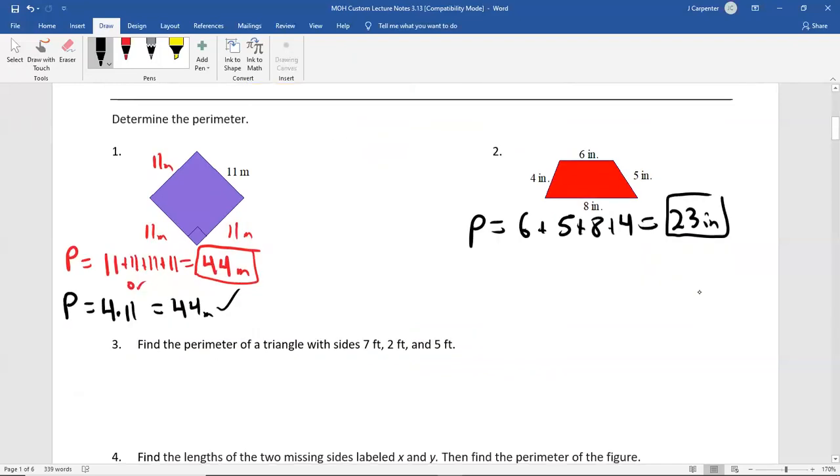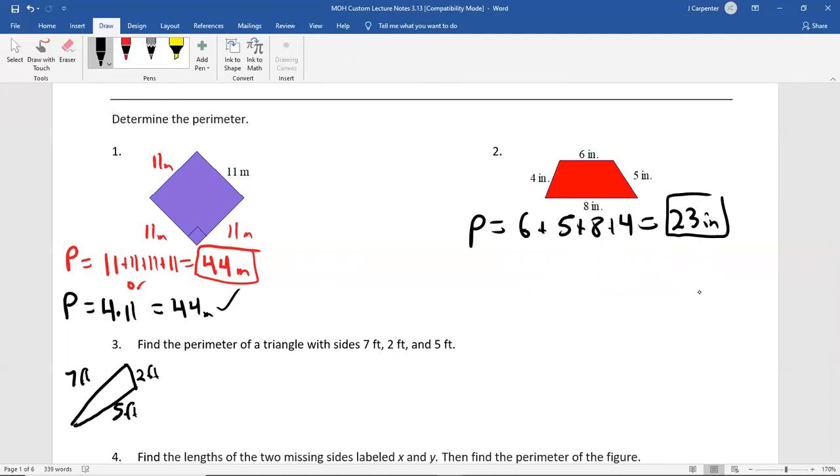Down here, number 3, find the perimeter of a triangle with sides 7, 2, and 5 in feet. You could draw this triangle. You could try to draw it if you wanted. So we'd have a decently long side, so this might be our 7 feet. Then we'd have a pretty short side of 2 feet. And then maybe this side would be our 5 feet. I tried to draw this to scale.